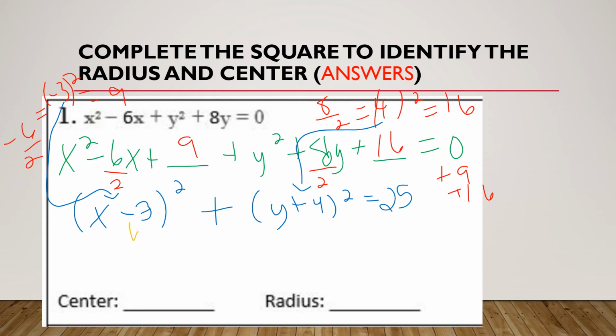And now we can use our h, our k, and our r squared. So my center would be 3, negative 4. Remember, since it's in the form x minus h and y minus k, we kind of think of it as the opposite. To get our radius, r squared is equal to 25. So to find the radius, we would take the square root of both sides. So the radius would be equal to 5.